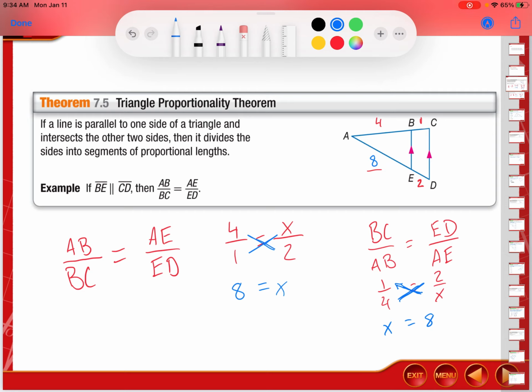But essentially what this triangle proportionality theorem is saying is just you can set up a proportion to find missing side lengths. They're all going to be proportional, so they're going to be in the same degree.